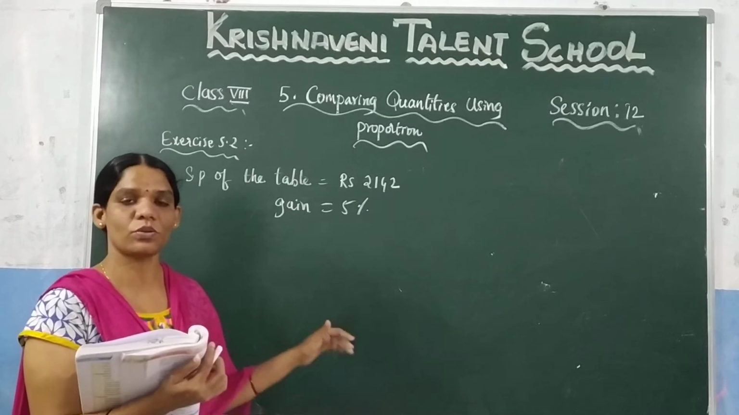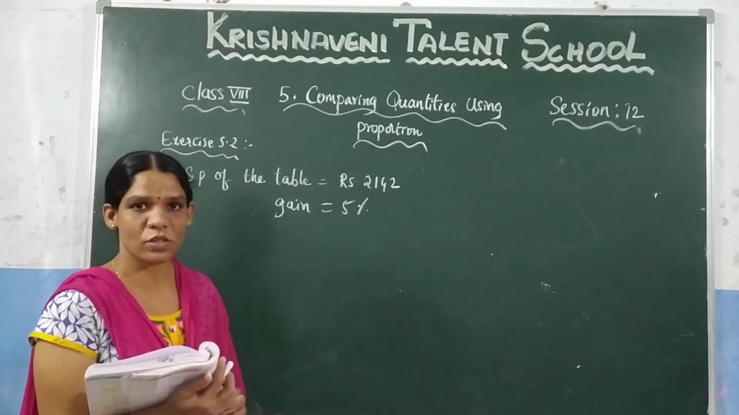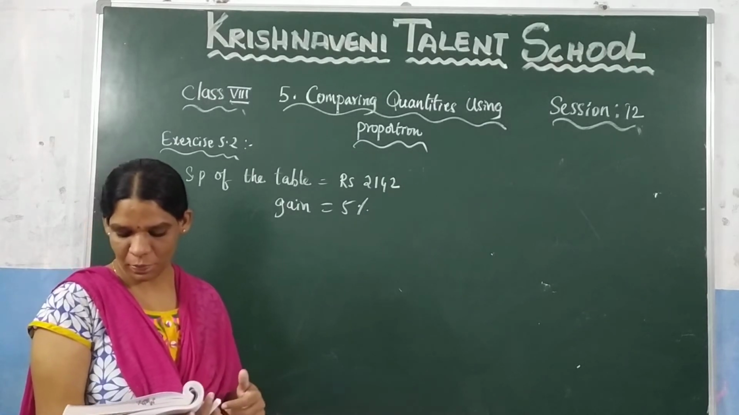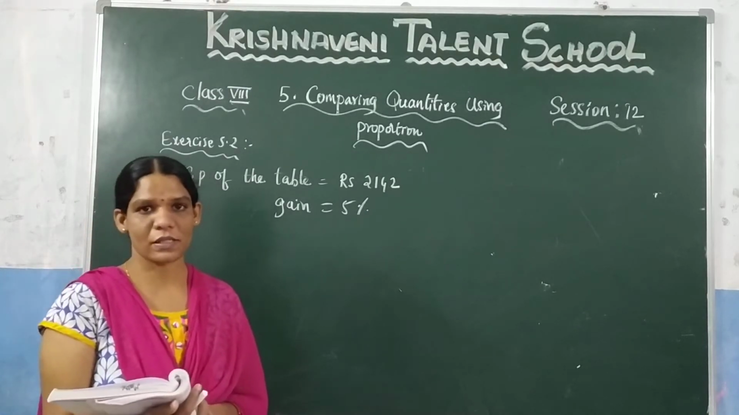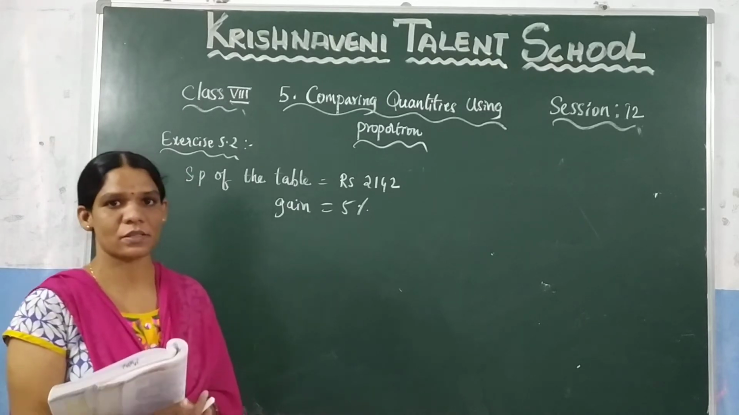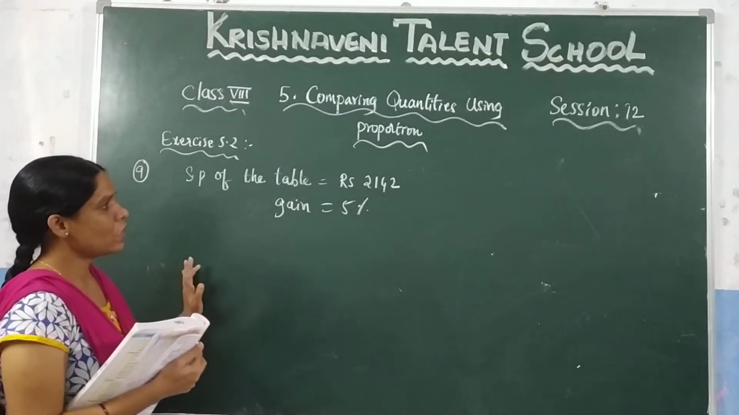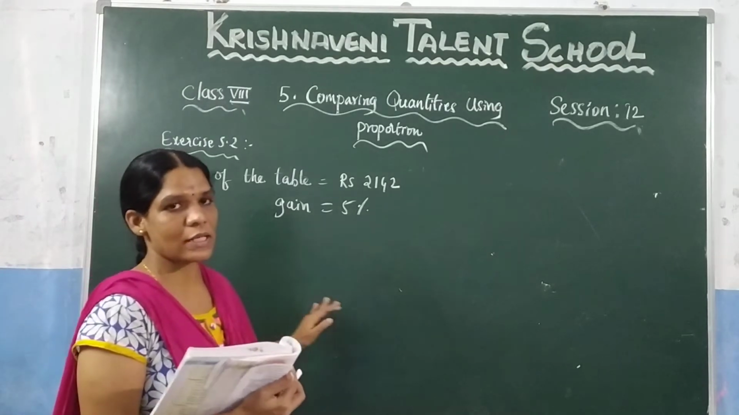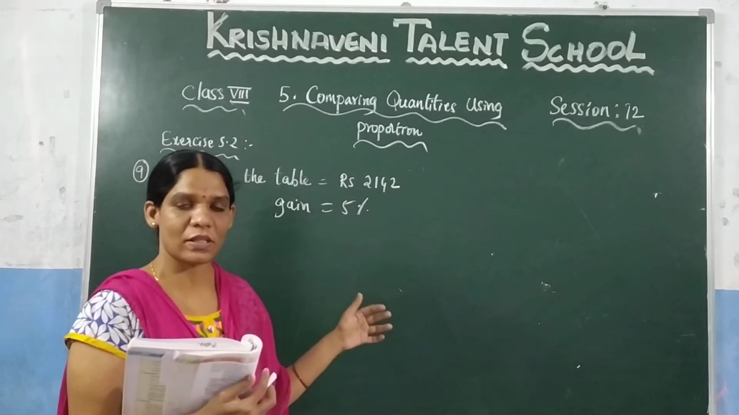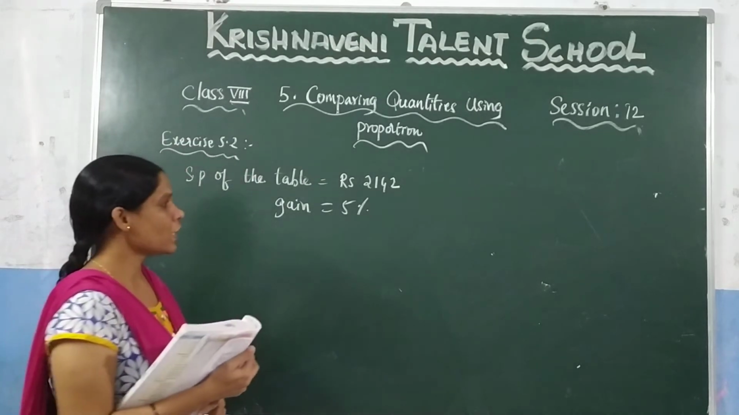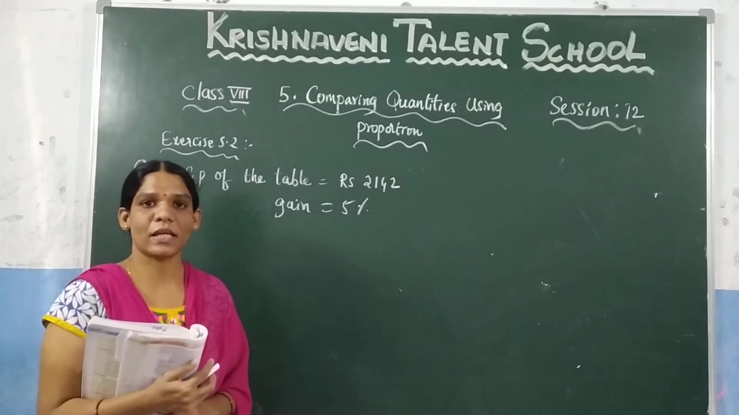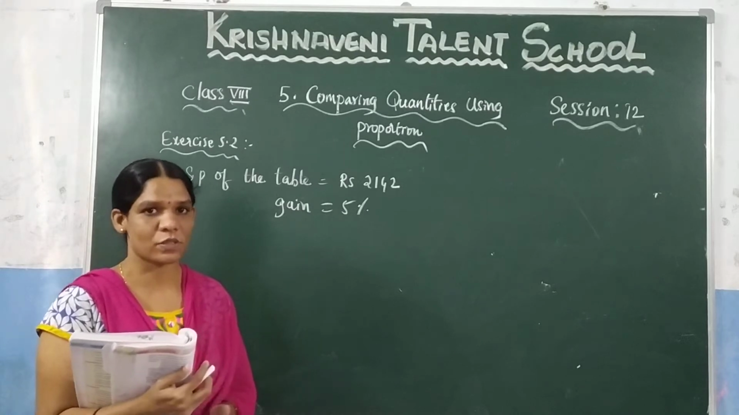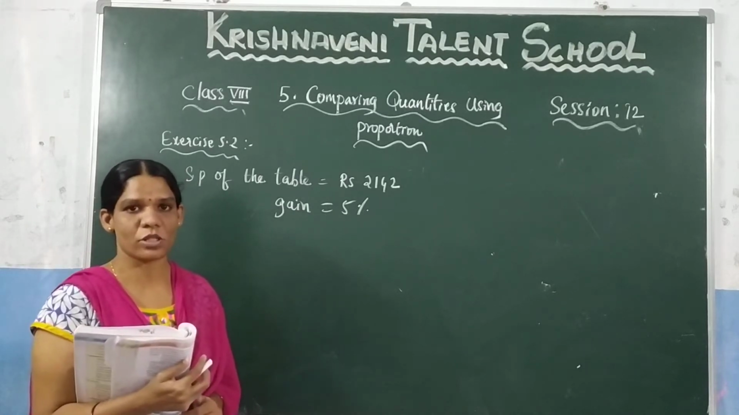Now based on this, you need to calculate what is the cost price of the table, so that you can calculate at what price it should be sold to gain 10%. Let us first calculate the cost price. A table was sold at a cost of 2,142 rupees. That means the selling price of the table is 2,142. Now based on that, how much gain they have got? 5% of gain they have got. But we don't know the original cost price. Let us calculate the original cost price.